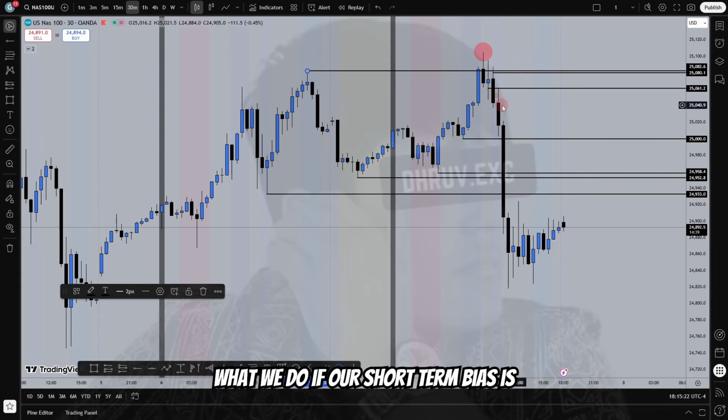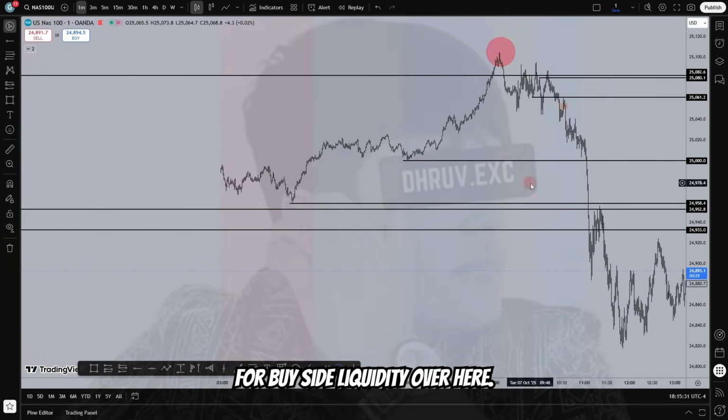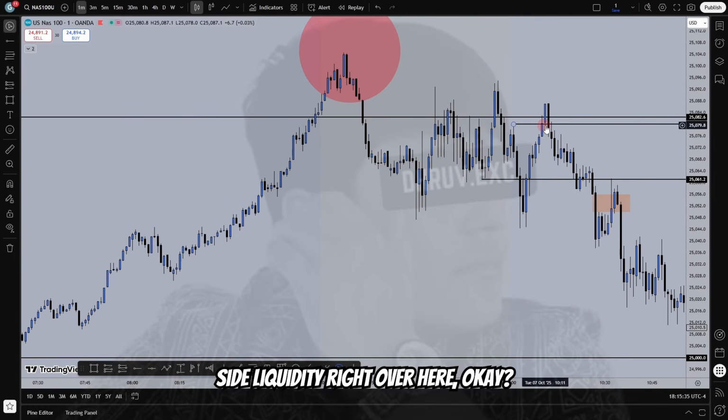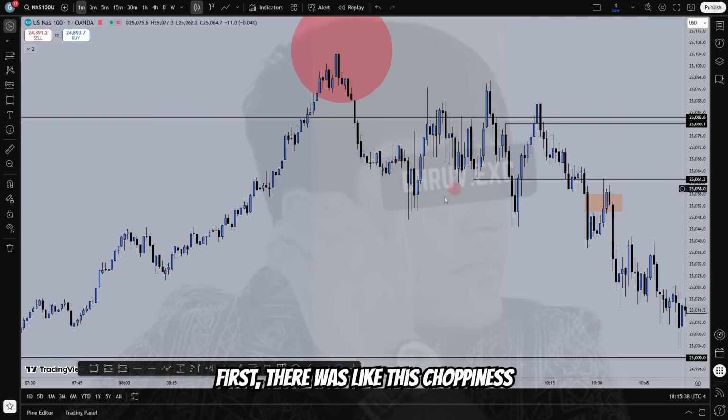So from now we know the short-term bias is bearish. So what we do if our short-term bias is bearish, we will take sell from the buy side liquidity. So now we'll go on smaller time frame and then we'll look for buy side liquidity over here. And now you can see that there is the buy side liquidity right over here. Okay, first there was this choppiness because it was 9:30, I guess. Yes, this is the 9:30 candle.